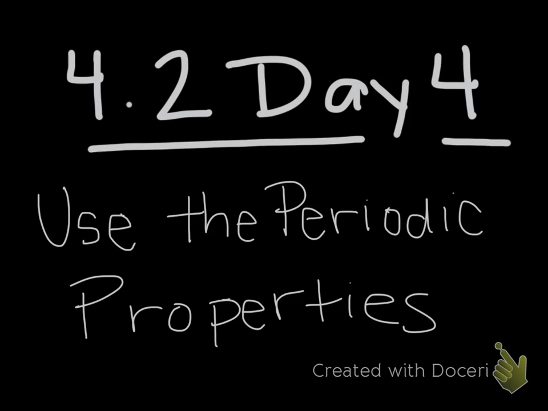Today we're doing section 4.2, day 4, and we're going to be discussing how to use the periodic properties to find the value of any given trig function.